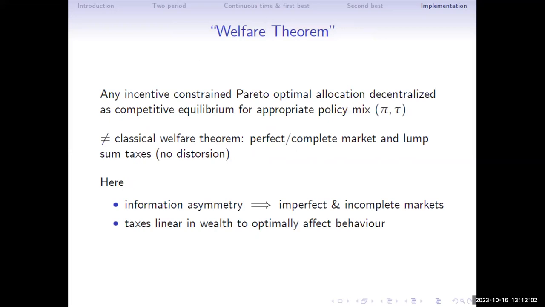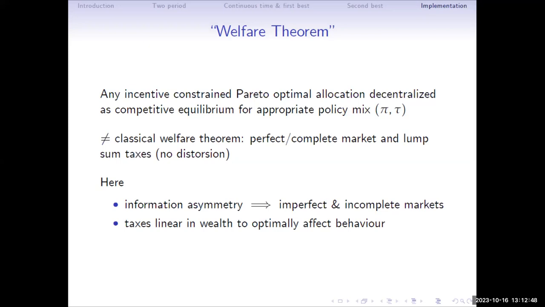And here we are. So we have something like a welfare theorem that says that for any point on the Pareto frontier, any instance of the optimal direct mechanism, there exists a policy, inflation pi, tax rate tau, which implements the direct mechanism, in the sense that the allocations in equilibrium of that economy are going to be the same as the allocations of the optimal mechanism. So in a sense, that's a welfare theorem, but that's not like the usual welfare theorem because we don't have perfect markets and because we don't have lump sum taxes.